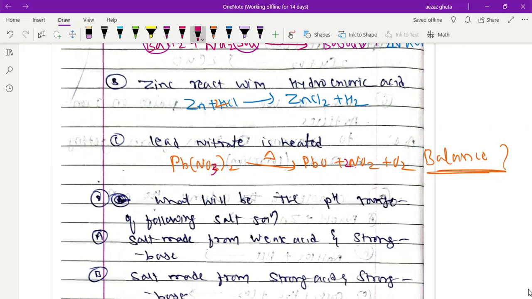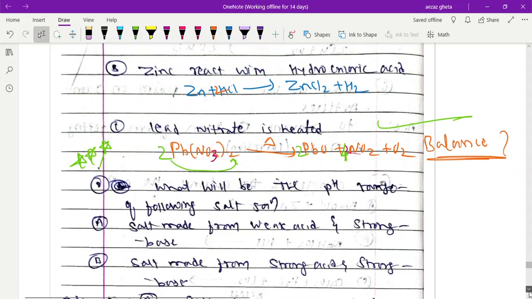So 2NO2, 2 2s are 4 plus 2, 6 plus 1, 7 oxygen. 7 we cannot balance, so we will give here 2 PbO. So total lead will also become 2. So here 2 lead, and this becomes 2 2s are 4, so 4 nitrogen will become. So here we'll give 4, 4, and it is balanced. 4 2s are 8 plus 2 is 10 plus 2, 12 oxygen. Perfectly balanced. This is a very, very, very important reaction. Please go through it.